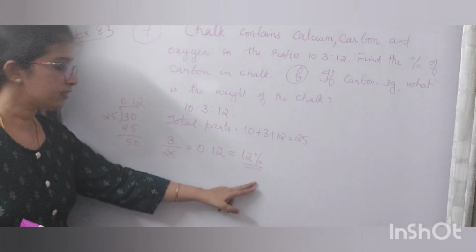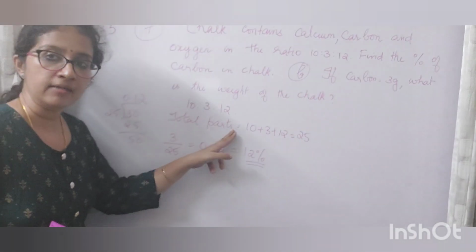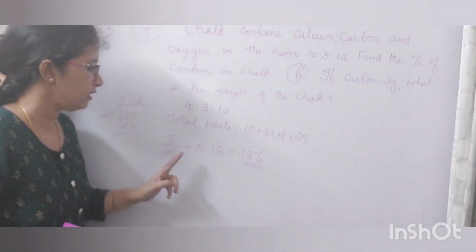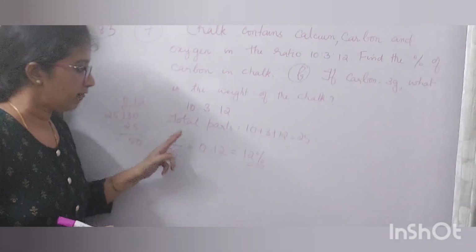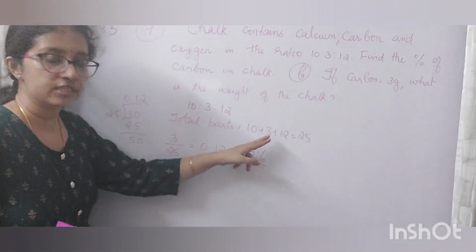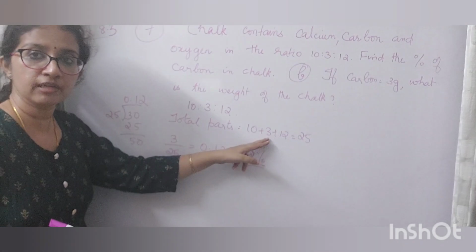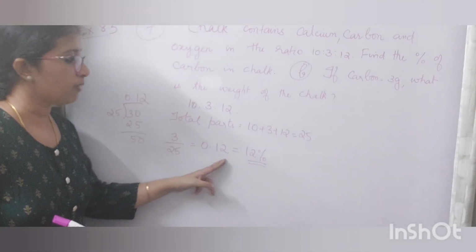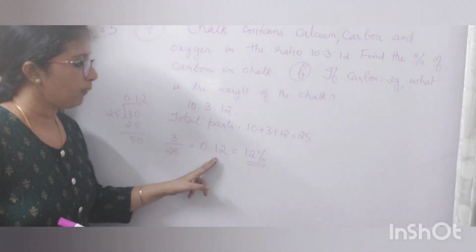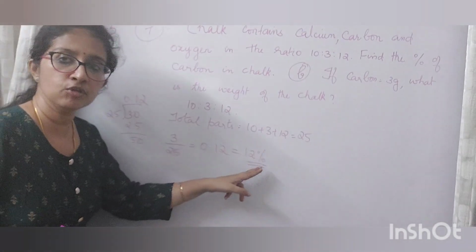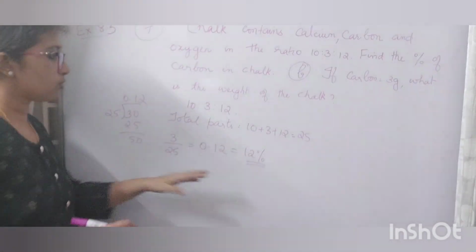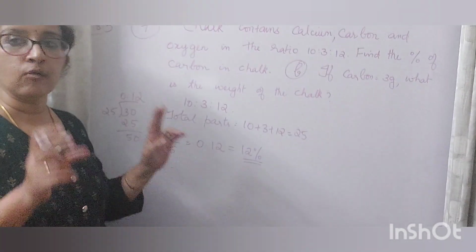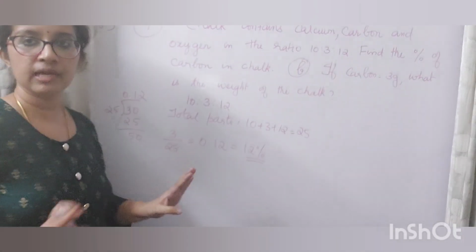Okay, so clear with this? We have to find the total parts, which is 10 plus 3 plus 12, which is 25. Then we have to find the percentage of carbon, which is 3, corresponding to 3 here. So 3 by 25 is 0.12, and 0.12 into 100 will give you 12%. So 12% is the percentage of carbon in this. Now this is the first part which we have answered.